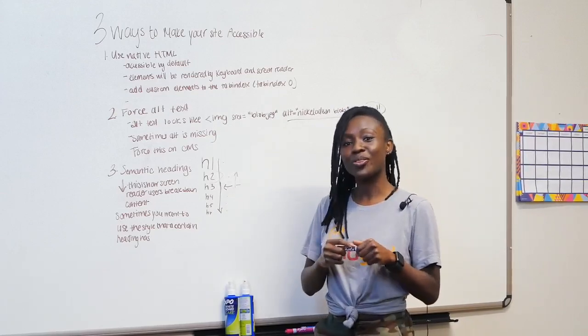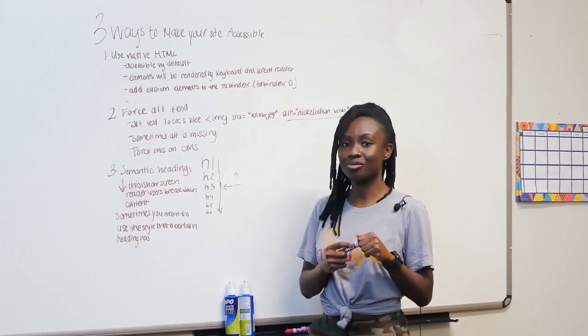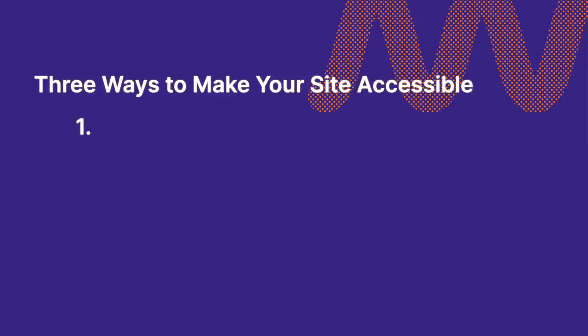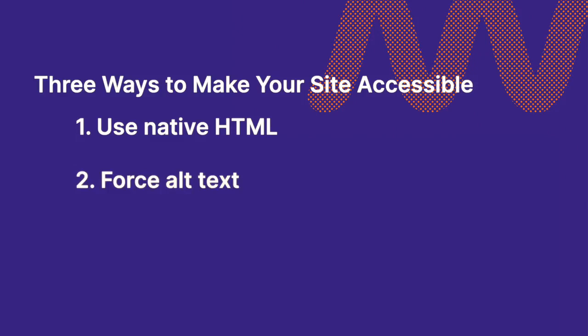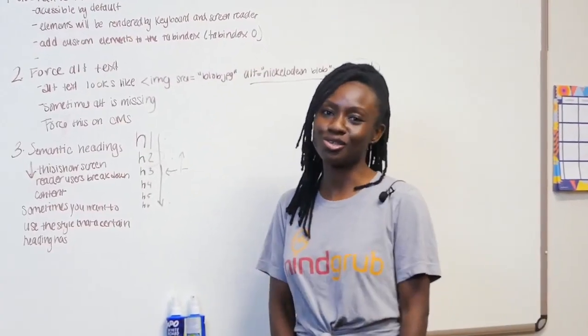And so those are 3 things that you can do to make sure that your website is accessible. There's 3 small things, but they are quite mighty. 1, use native HTML. 2, force alt text on the CMS. And then 3, use semantic headings. We'll talk about ARIA at a later date and some other things that you can do to make sure that your website is accessible.